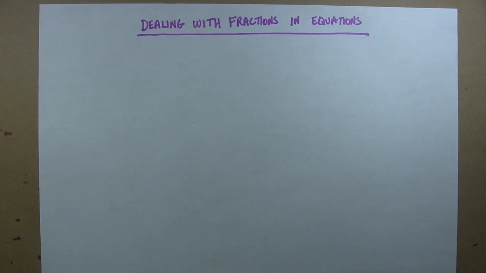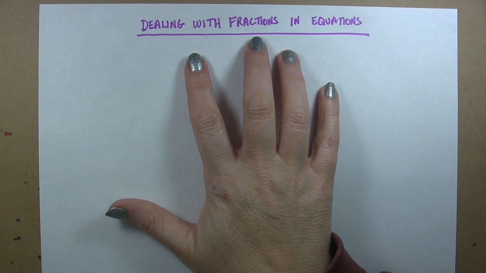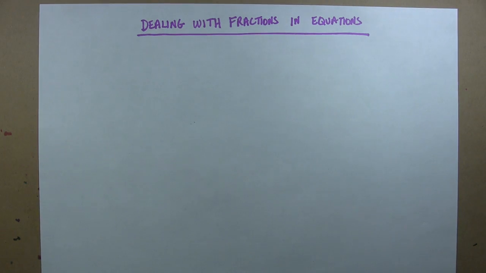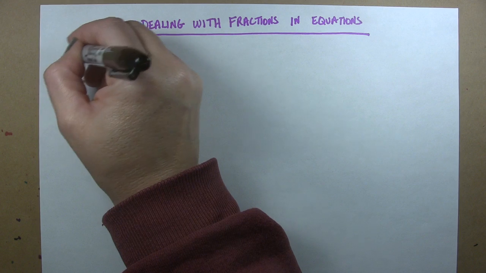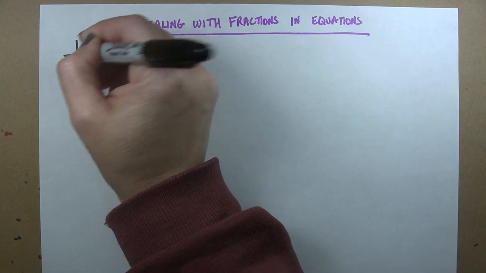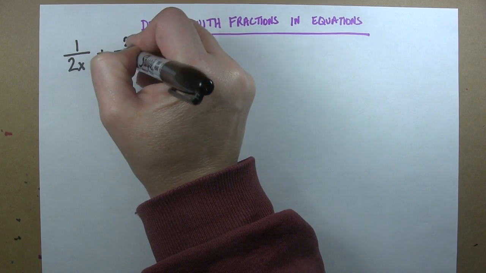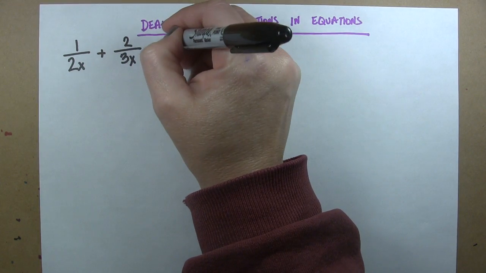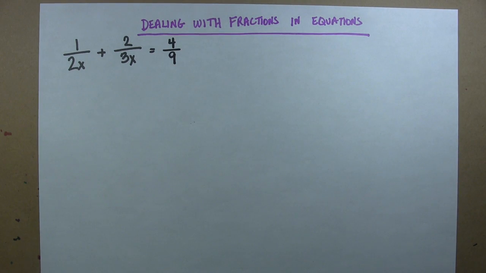Hello everyone, and welcome to your video which is going to focus on how to deal with fractions in equations. Let me just give you an example of an equation that we're going to work with here so that you can see how ugly a situation this is. Let's say we have 1 over 2x plus 2 over 3x, and that whole thing is set equal to 4/9. So that's a lot of fractions, and we have fractions on both sides of the equation, and that can be a little daunting.